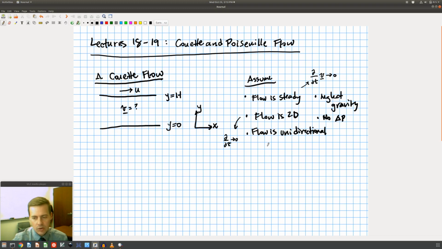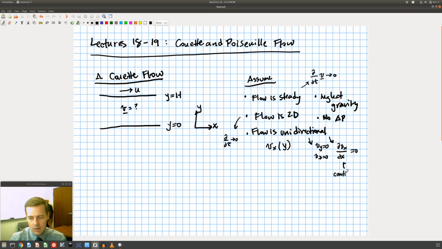I assume that the flow is unidirectional. So that means I'm going to assume that the velocity is only in the x component direction. So I only have the x direction, and what we'll see is that it only makes sense that it changes in y. Because when I say it's unidirectional, that implies that Vy equals 0 and Vz equals 0. But through the continuity equation, that also implies that the derivative of Vx in the x direction is 0. And that one comes from the continuity equation.